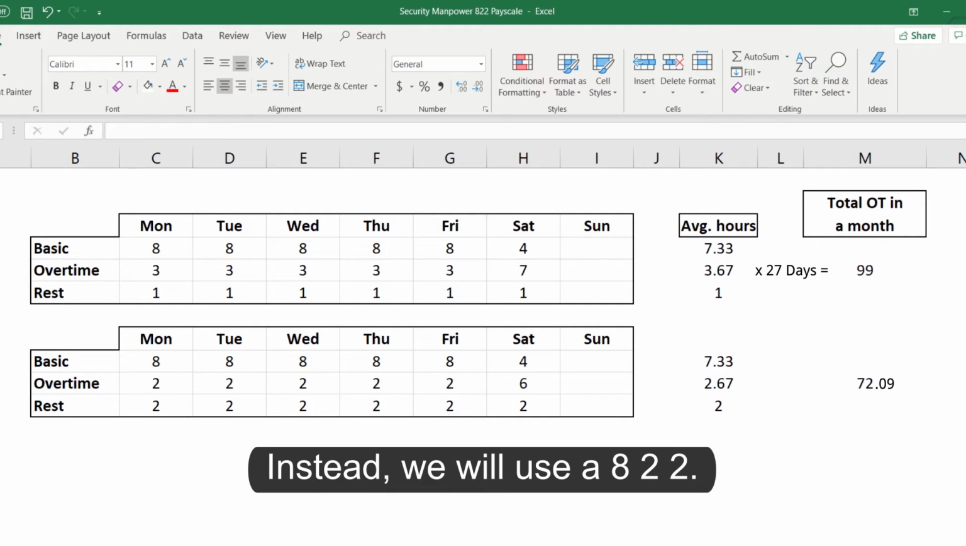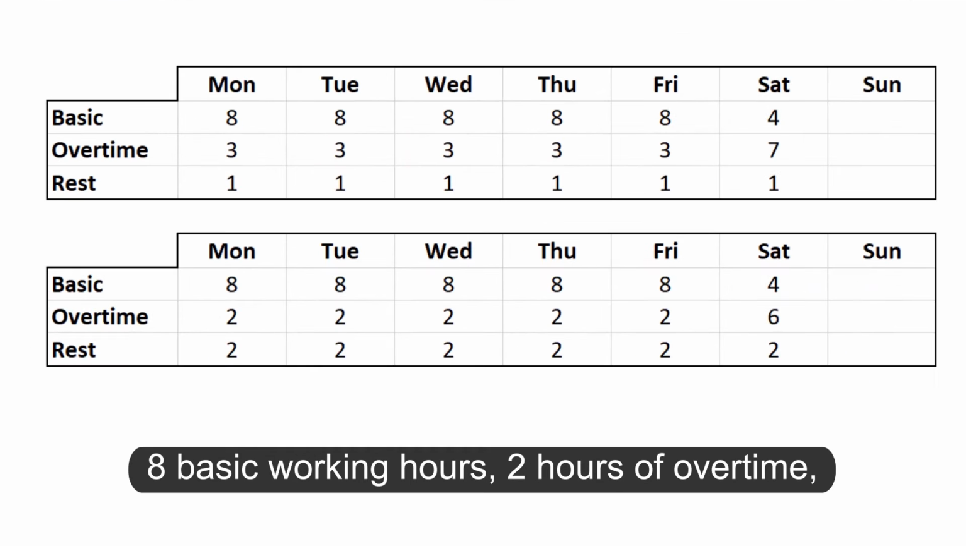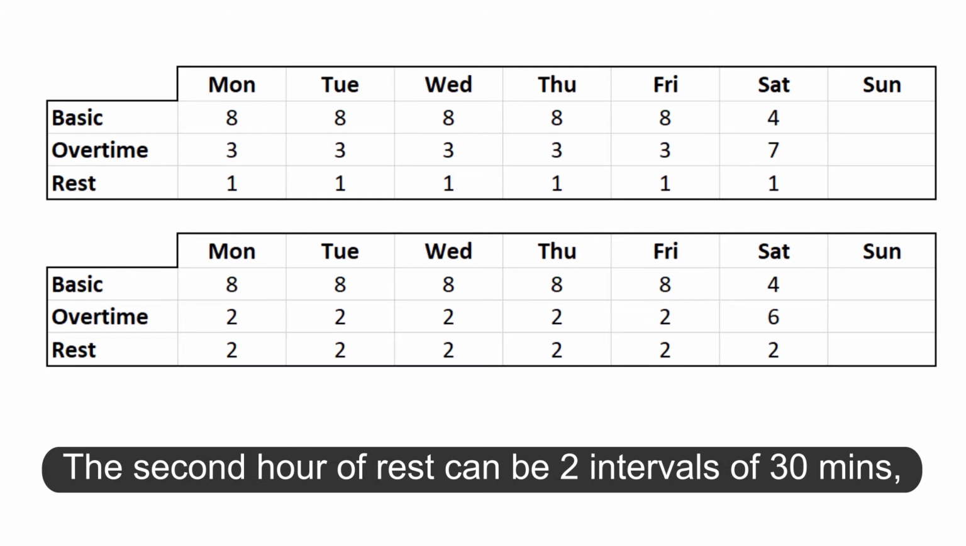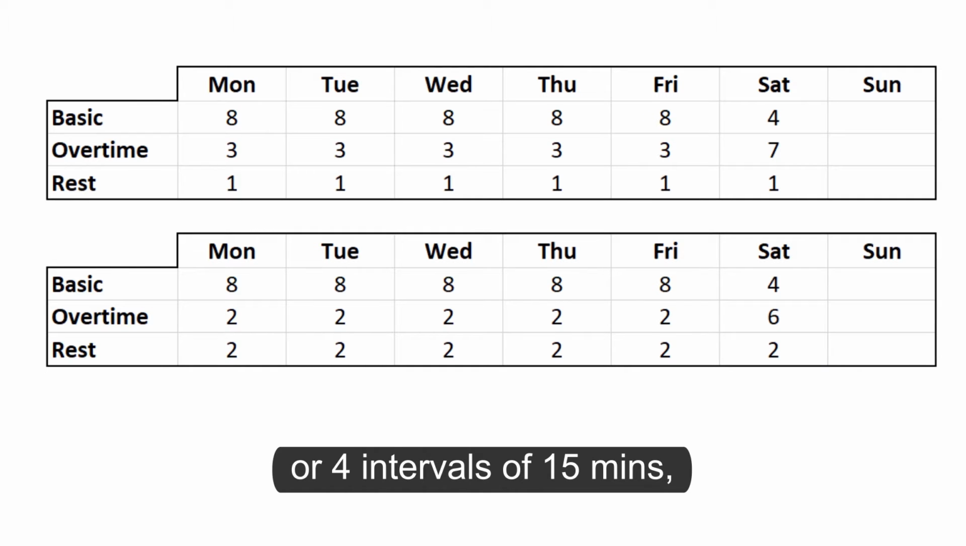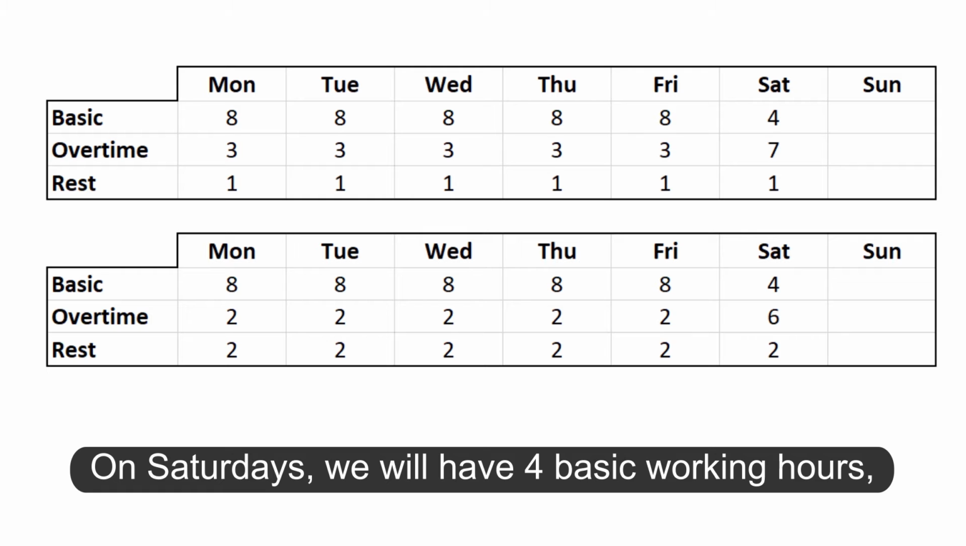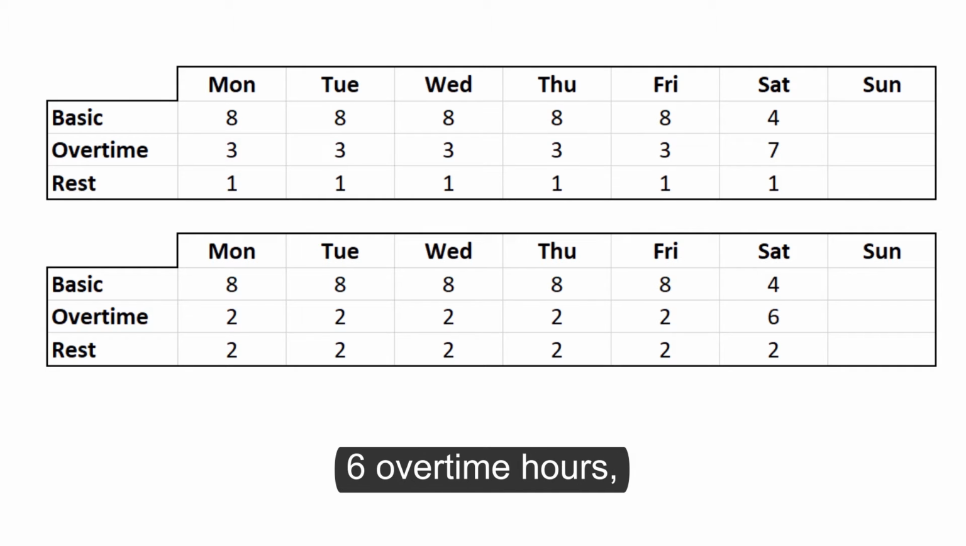Instead, we will use A822: 8 basic working hours, 2 hours of overtime, and 2 hours of rest. The second hour of rest can be 2 intervals of 30 minutes or 4 intervals of 15 minutes, be it toilet breaks or rest breaks. On Saturday days we will have 4 basic working hours, 6 overtime hours, and 2 rest hours.